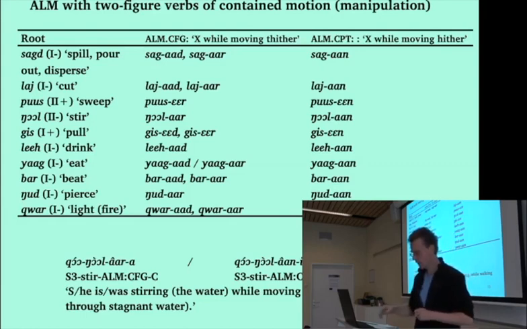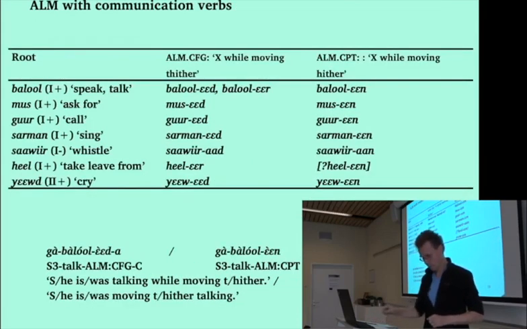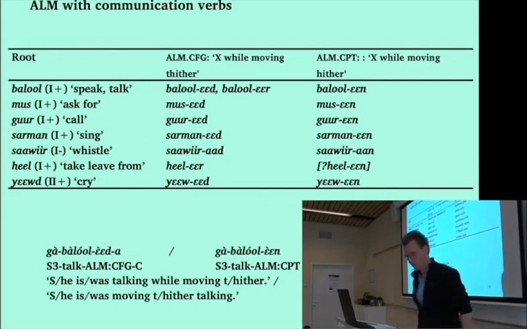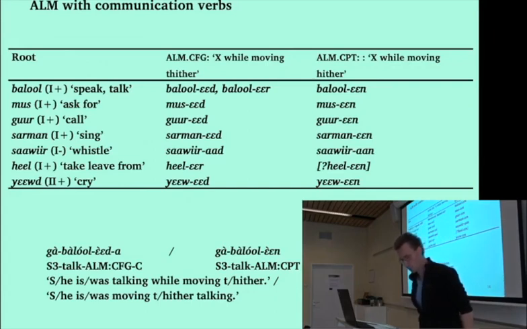So in 9, the example below here, the agent performs stirring while moving towards or away from a deictic center, for example, by striding through stagnant water. Pretty much the same constellation of concomitant events could be observed for most communication verbs, which are listed in 10 in your handout. So the example in 11, which is below here, encodes an act of speaking while the speaker performs some locomotion which needs to be specified, then again for the deictic orientation: talking while moving or moving while talking.